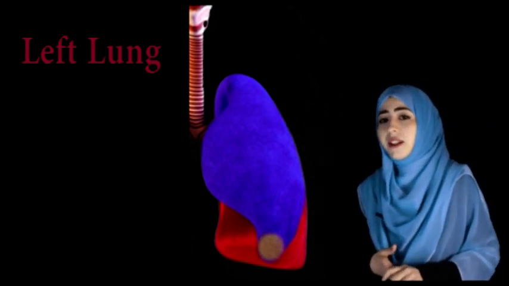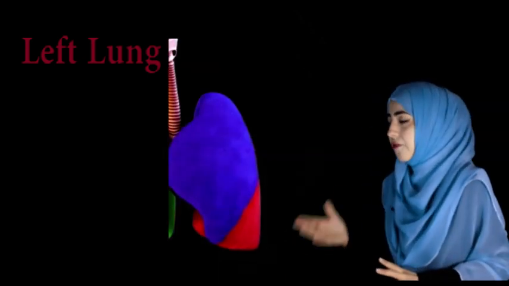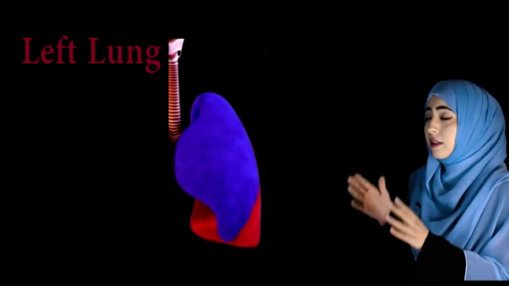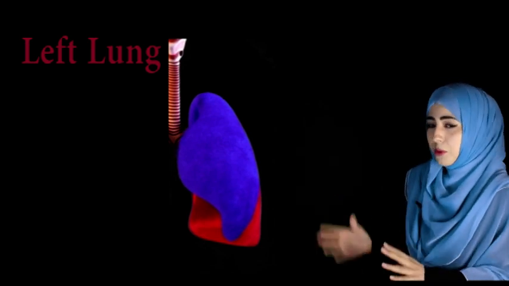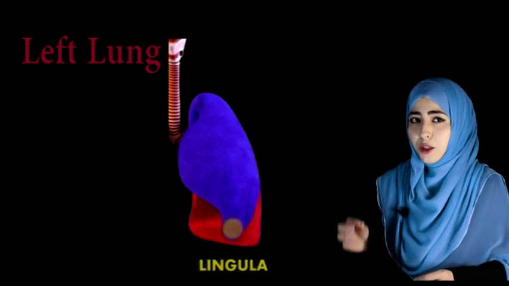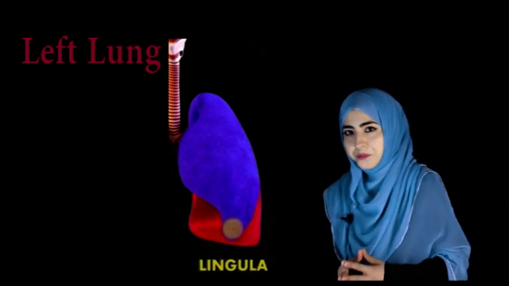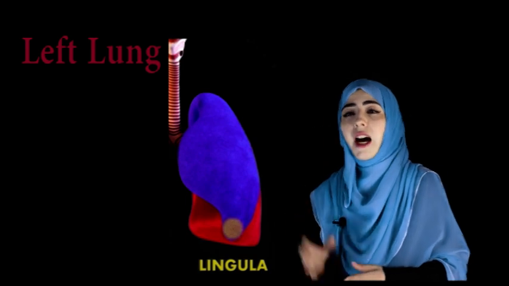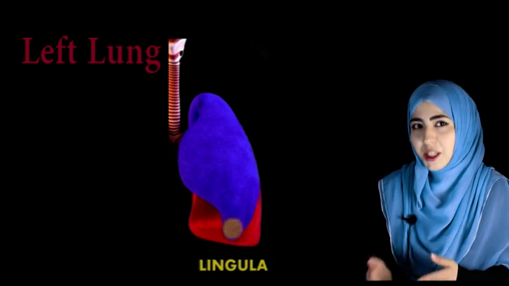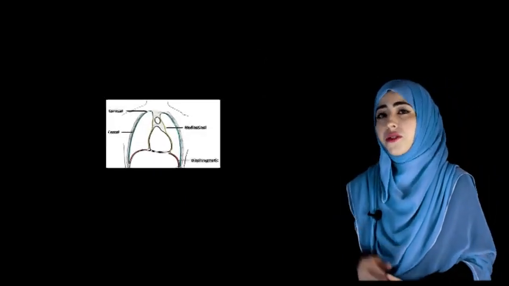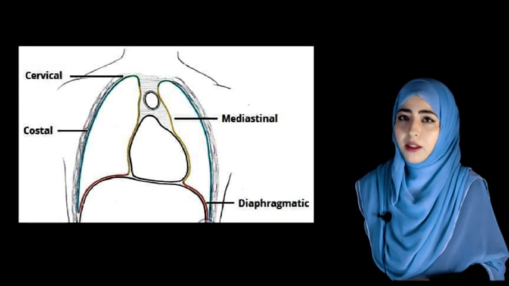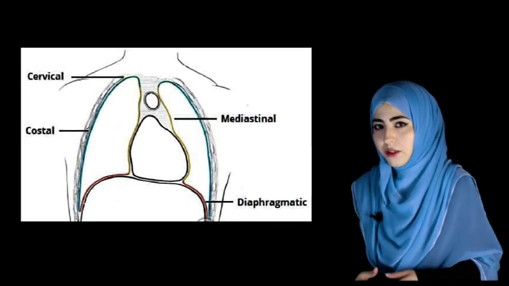This indentation often shapes the most inferior and anterior part of the superior lobe into a thin tongue-like process which is named as a lingula, which extends below the cardiac notch and slides in and out of the costomediastinal recess during inspiration and expiration. The lung has 3 surfaces. One is the costal surface, second is the mediastinal, and third is the diaphragmatic surface.